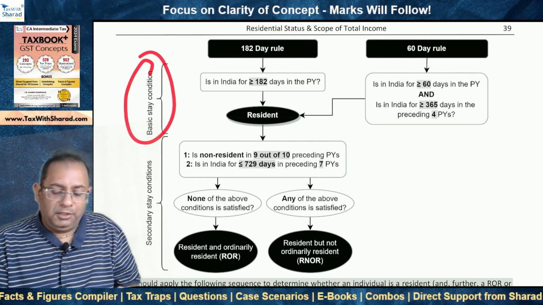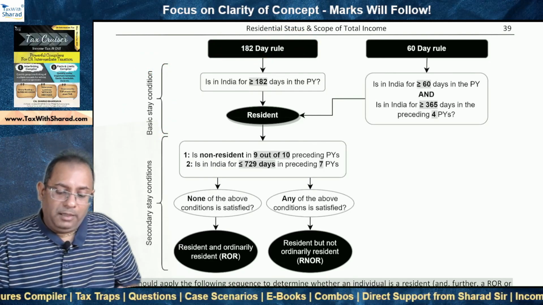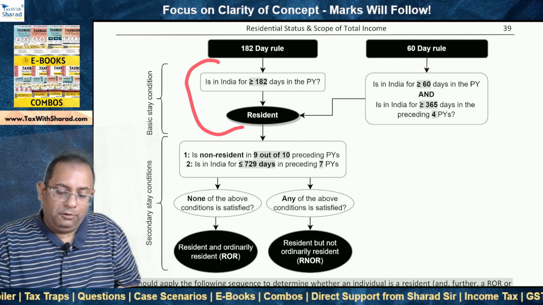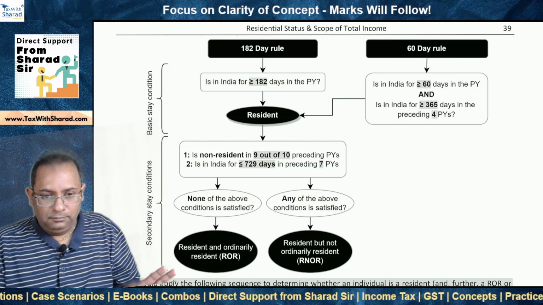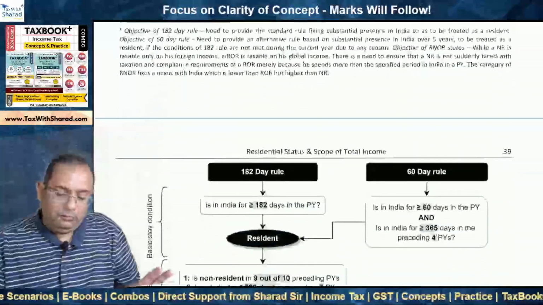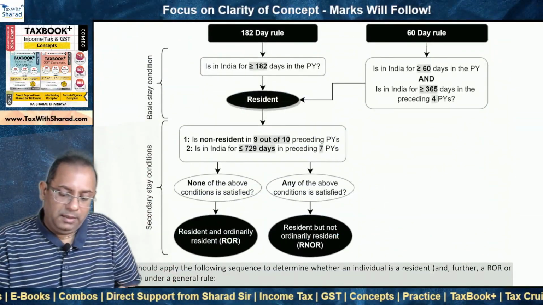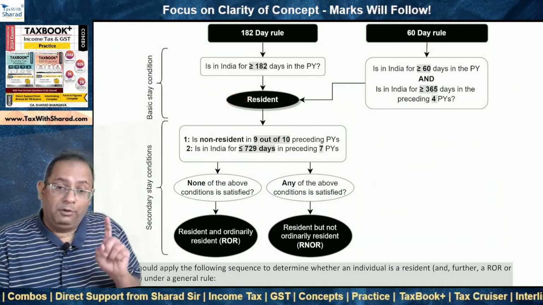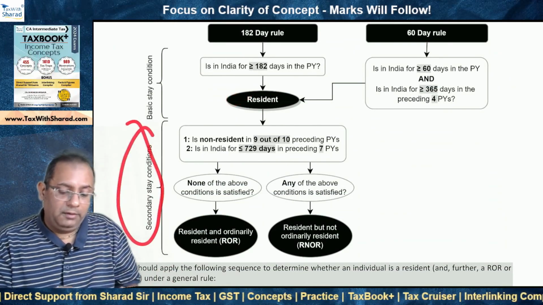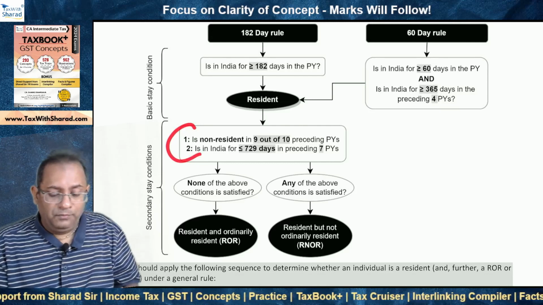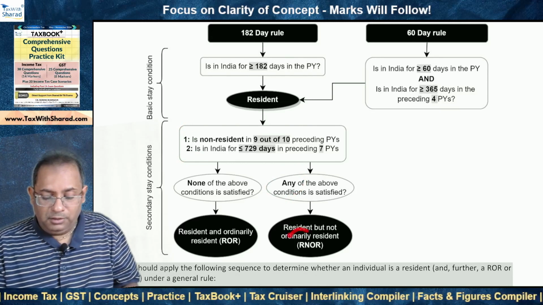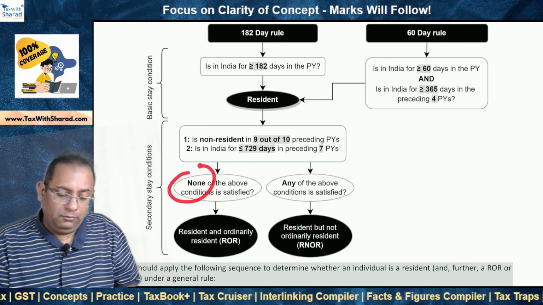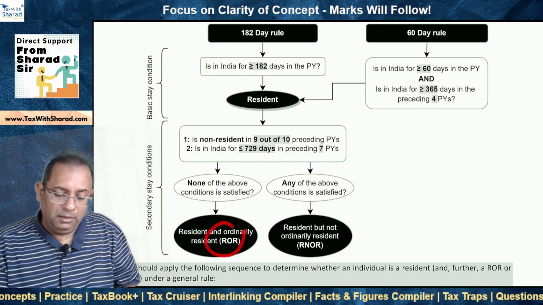What is the basic stay condition? The person will become a resident if he is in India for 182 days or more in the previous year. Once a resident, what do we need to do next? We need to check the secondary stay conditions, and there are these two conditions. If any of the above conditions are satisfied, the person becomes RNOR. If none of the above conditions is satisfied, the person becomes ROR.